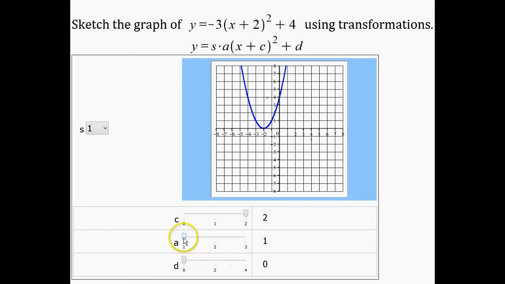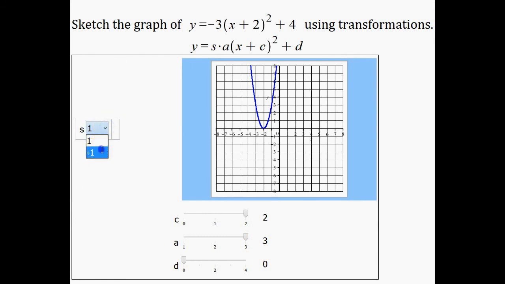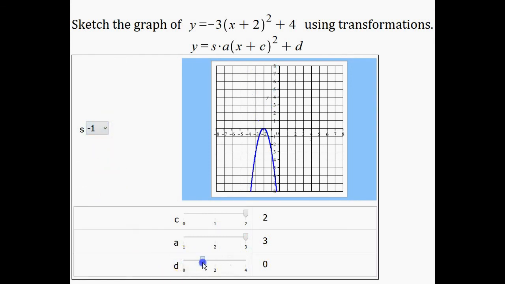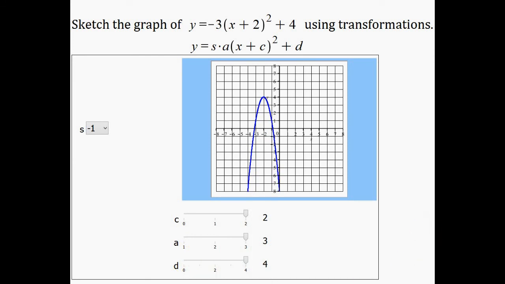Next, we're going to vertically stretch by a factor of 3. That's going to pull all of the points on the graph away from the x-axis. The graph's going to get a little bit narrower in this case. Then we want to reflect over the x-axis, so flip the entire graph below. And then finally, we're going to move the graph up 4 units. And there's our final product graph.